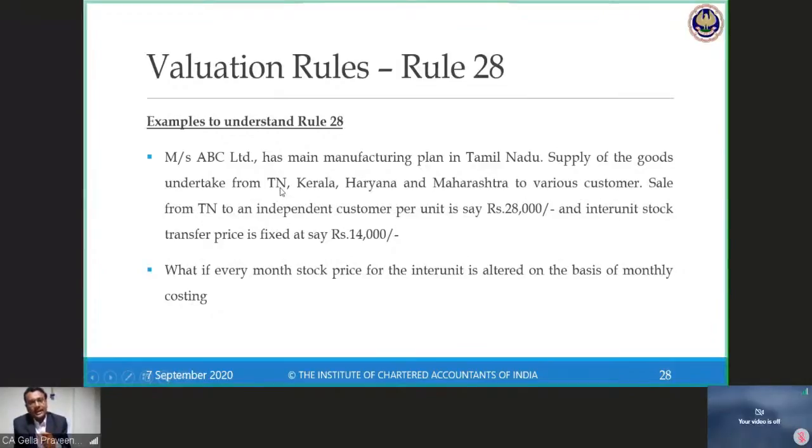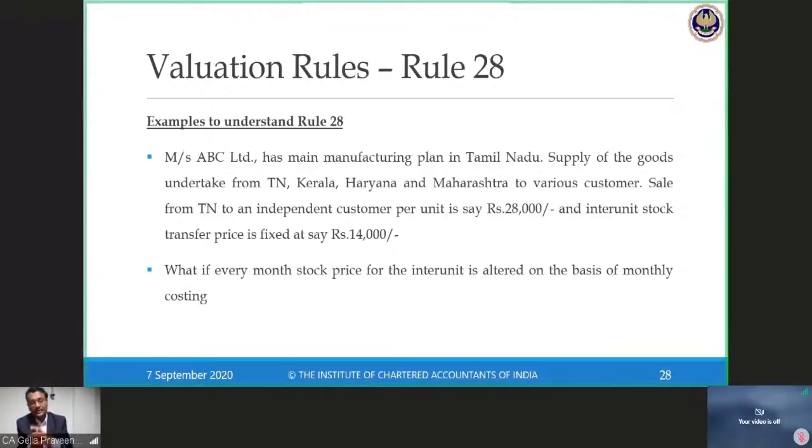ABC Limited has a manufacturing plant in Tamil Nadu. Supply of the goods is undertaken from Tamil Nadu to Kerala, Haryana, Maharashtra, that is, to various customers. From Tamil Nadu to an independent customer, the value is 28,000. And if it is a stock transfer, I charge only 14,000. Now understand, if I sell to an outside customer, 28,000 is the price. If there is a stock transfer, I charge GST on 14,000.